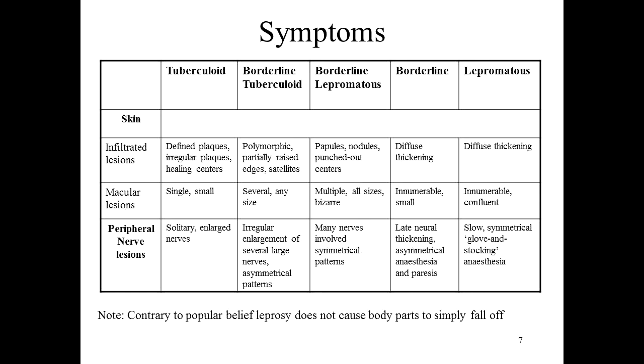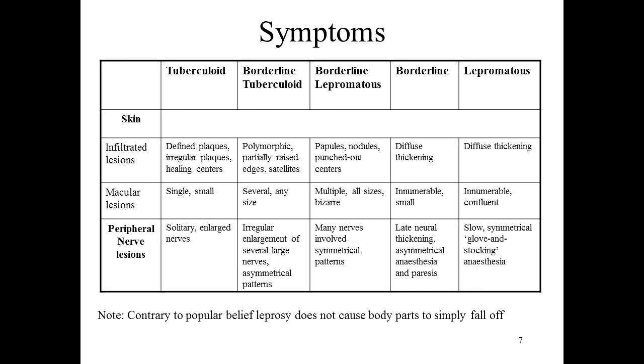In borderline tuberculoid, the infiltrated lesions under the skin are polymorphic, with partially raised edges and more satellite shapes. The macular lesions are several and of any size. In comparison to the tuberculoid, which is single and small, this occurs in different sizes and is multiple instead of single. For the peripheral nerve lesions, there is irregular enlargement of several large nerves, and the pattern is asymmetric.